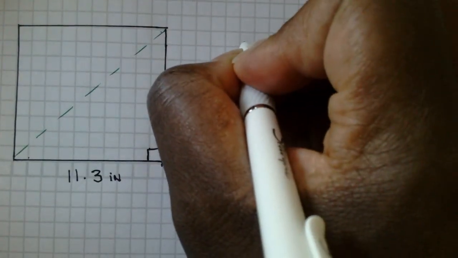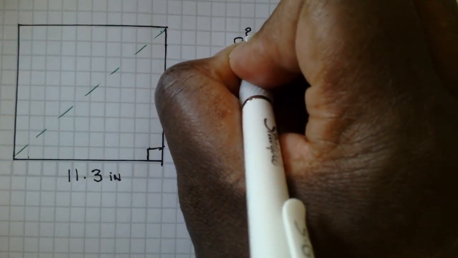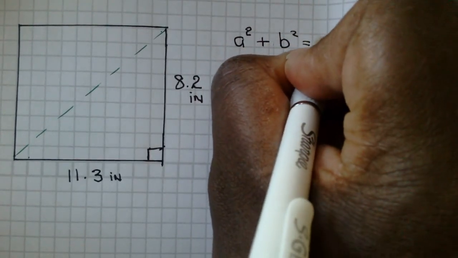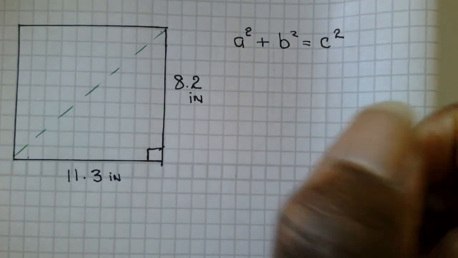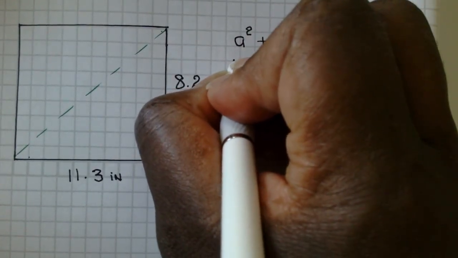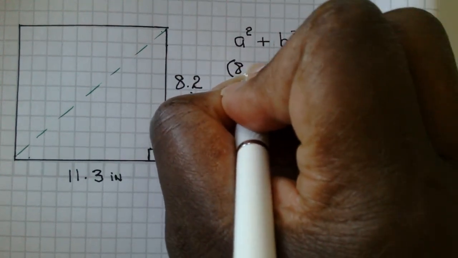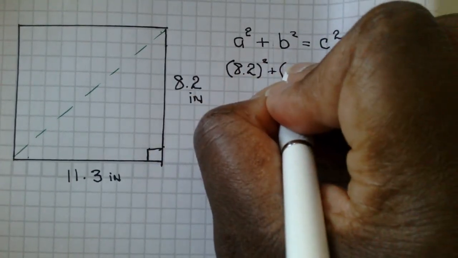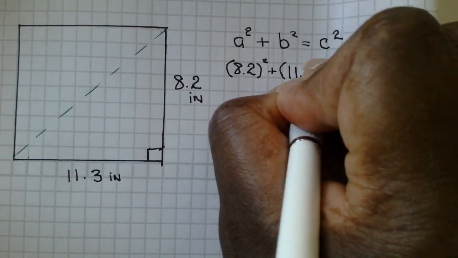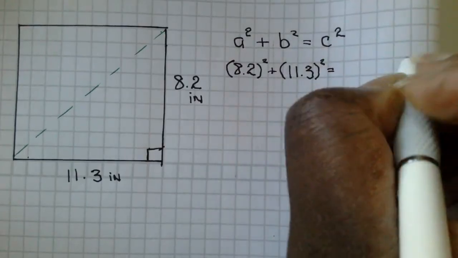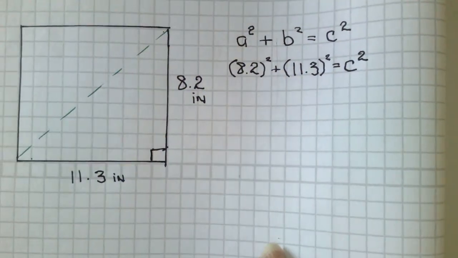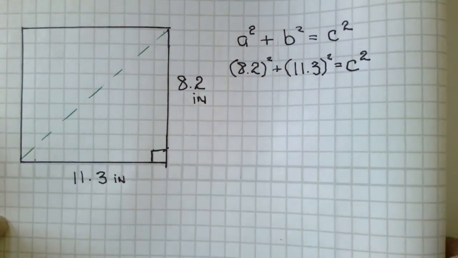So we have our a squared plus b squared equals c squared. So we can say 8.2 squared plus 11.3 squared is equal to my unknown. If you want to keep it as a c squared, you can. Alright, so now 8.2 squared. Here we go.